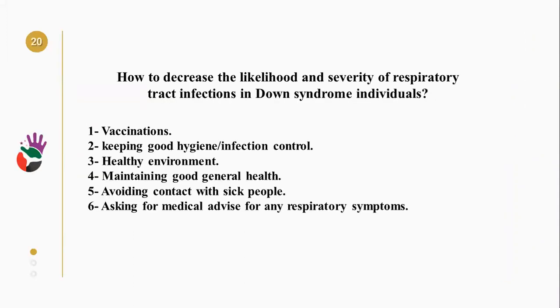Now, how to decrease the likelihood and severity of respiratory tract infections in Down syndrome individuals? Very important steps we should follow to decrease these infections: vaccinations, keeping good hygiene and infection control, keeping a healthy environment, maintaining good general health, avoiding contact with sick people, and asking for medical advice for any respiratory symptoms.